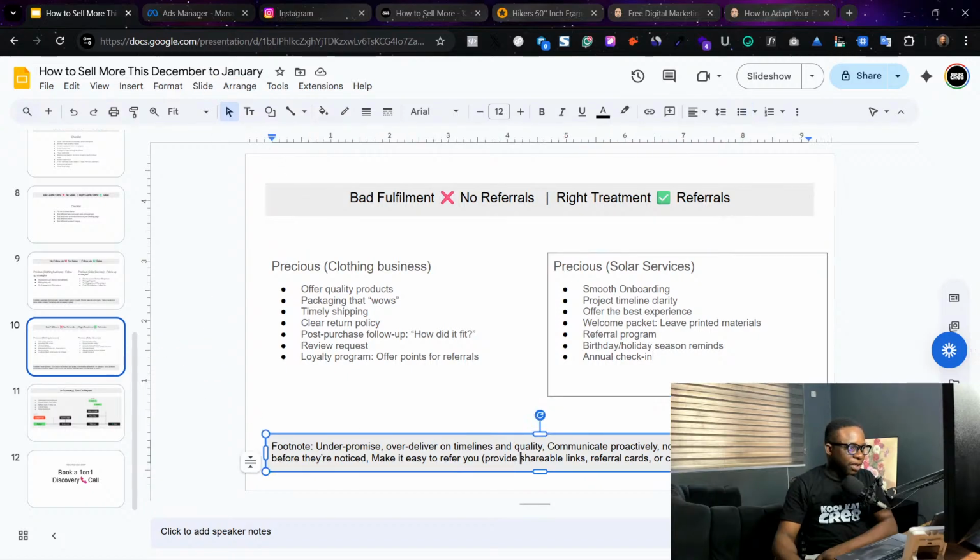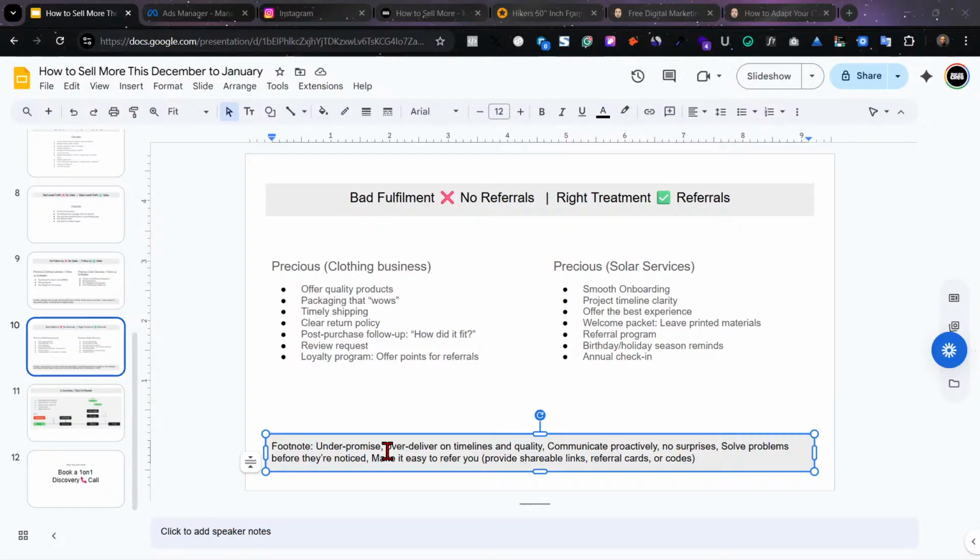So now, footnotes. Let's read this. Under promise, over deliver. That is the thing. On your timeline, quality communicates proactively. Most businesses fail on communication.